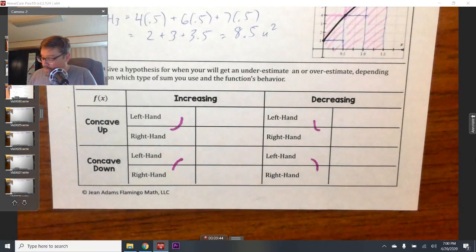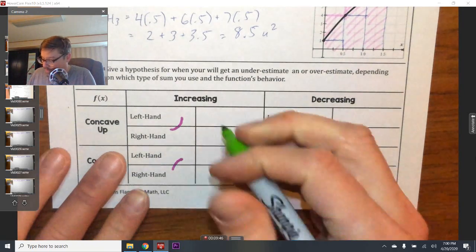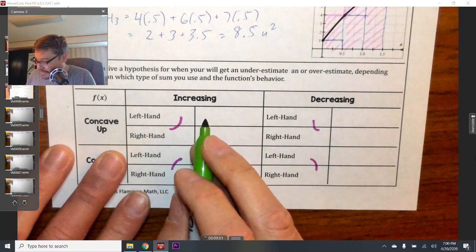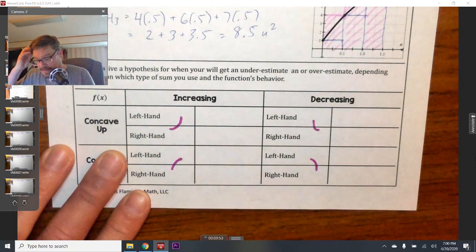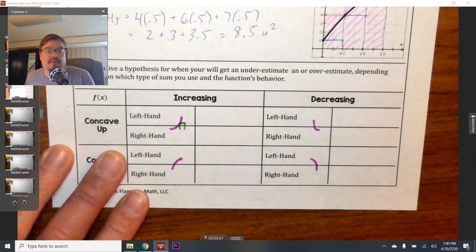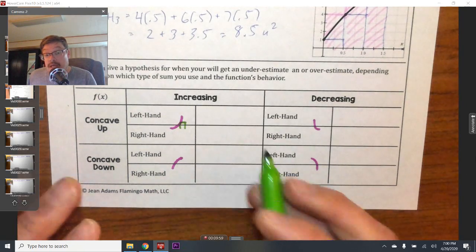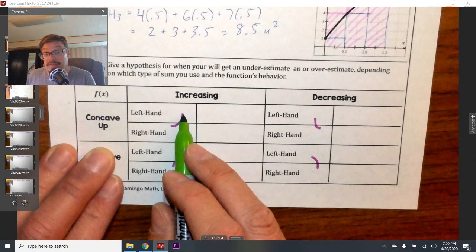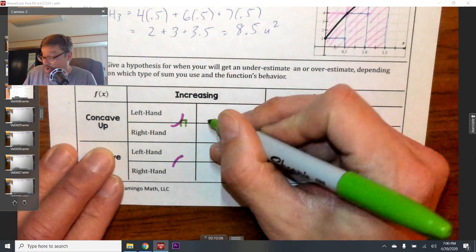So let's see. I'm going to draw both here. If I'm a left hand, that means the left part would have to look like that. So if this guy is the left hand and this is an increasing concave up, you can see that this is clearly an underestimate.